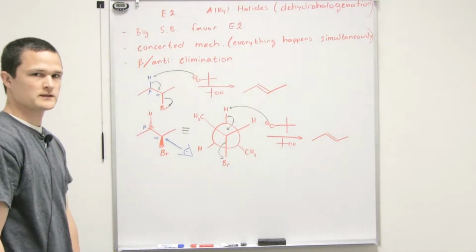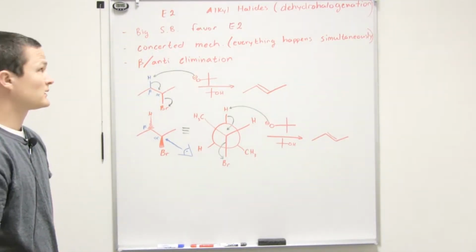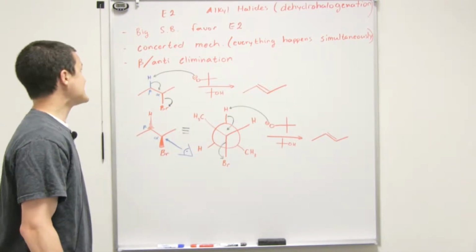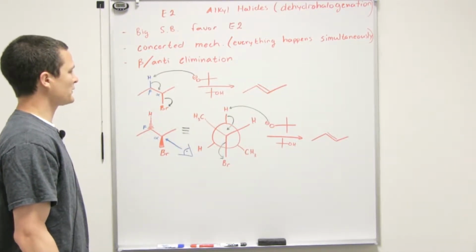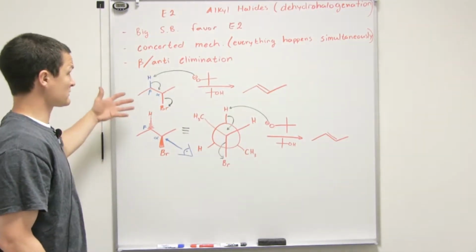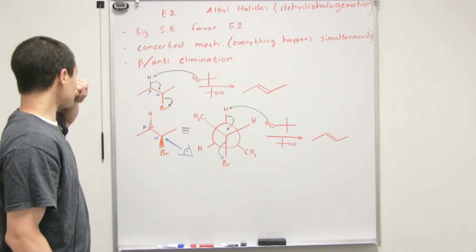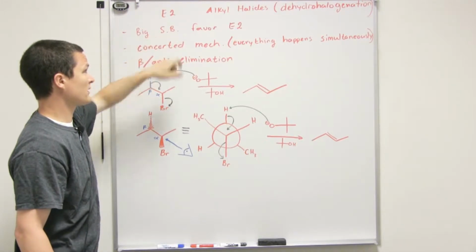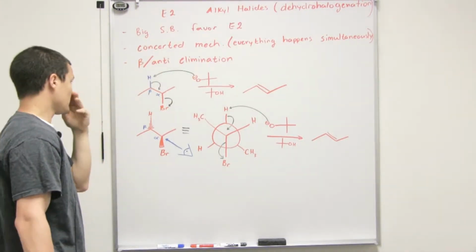Okay, we're going to talk about E2 with alkyl halides. We call this, once again, dehydrohalogenation. There's a couple of things that we need to address before we go into the mechanism. First of all, using a large, strong base will favor E2.